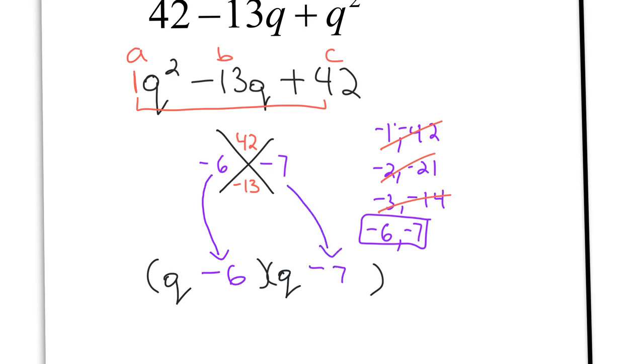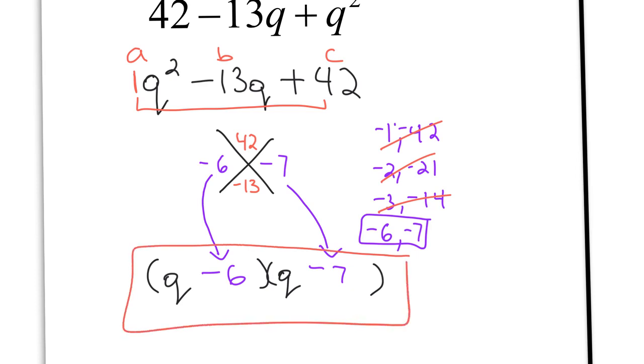And that's my answer. Because, think about it. When you look at the 1 and the 6, you cannot divide by a GCF. They don't have a common factor other than 1. And this one has a 1 and a minus 7. You cannot reduce, cannot divide. So my answer will be q minus 6 times q minus 7.